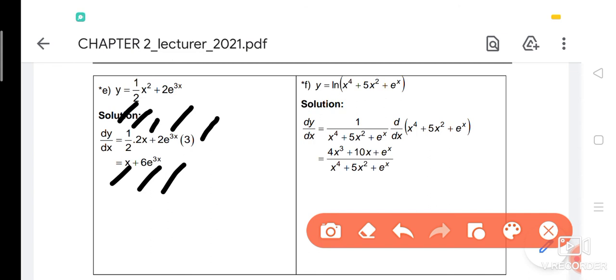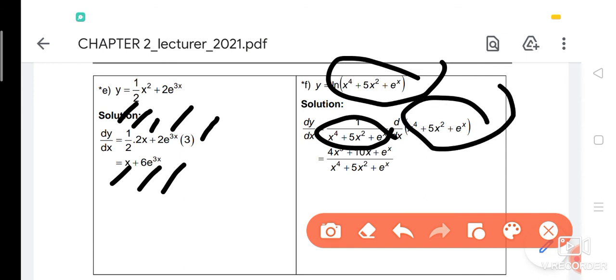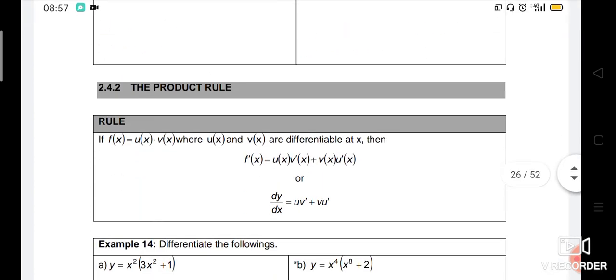Okay, number F. Given y equal to ln of x to the power 4 plus 5x square plus e to the power x. So means we have ln f(x) kan. So differentiate ln f(x) by formula. Formula dia equal to 1 over, this is our f(x). So 1 over f(x), lepas tu differentiate f(x). Differentiate x to the power 4 is 4x to the power 3. Differentiate 5x square adalah 5 darab 2, 10x. Differentiate e to the power x adalah e to the power x. So tengoklah, kalau boleh simplify. Kalau tak boleh, tinggalkanlah. Itu adalah jawapan yang dicari.